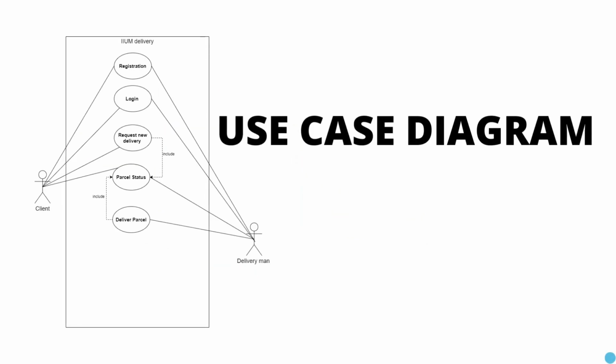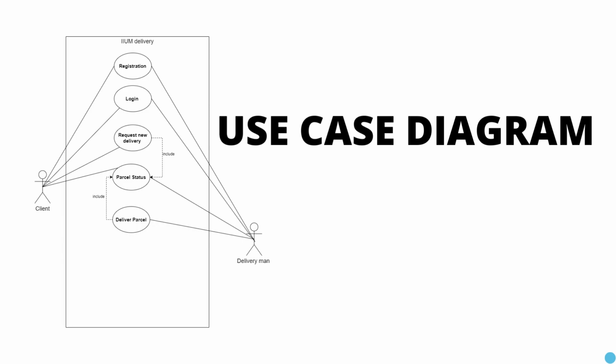As displayed here, it is a use case diagram for IIUM Delivery. The use case diagram consists of 5 use cases and 2 actors. The first use case, which is registration, is for users to register their accounts that are used to log in to the system, both as client and delivery man.